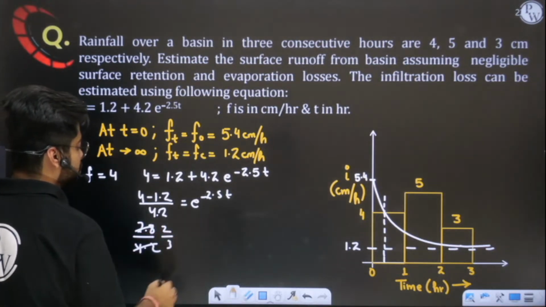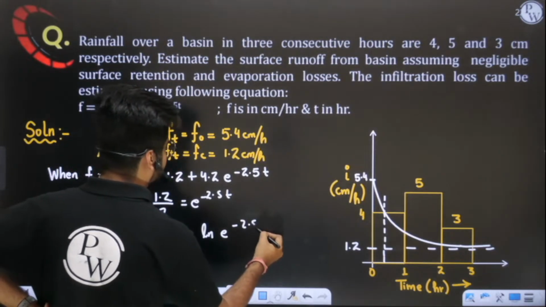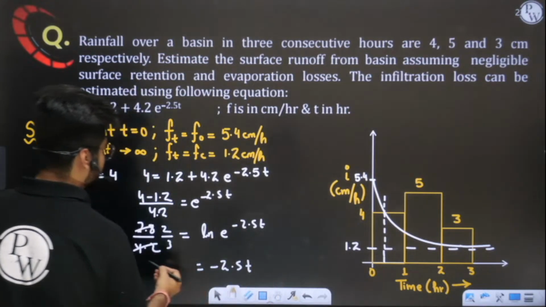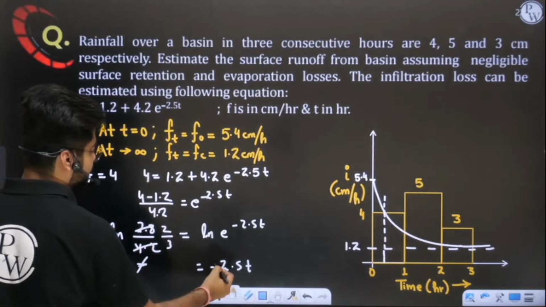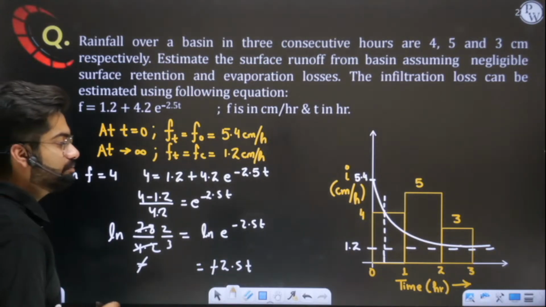Take natural log on both sides. This will be natural log of e power minus 2.5t. Natural log e is 1. So this will be minus 2.5t is equal to minus something. This is natural log 2 by 3, which will be minus something. Minus minus will get cancelled. Divide this number by 2.5, and you will get the time.